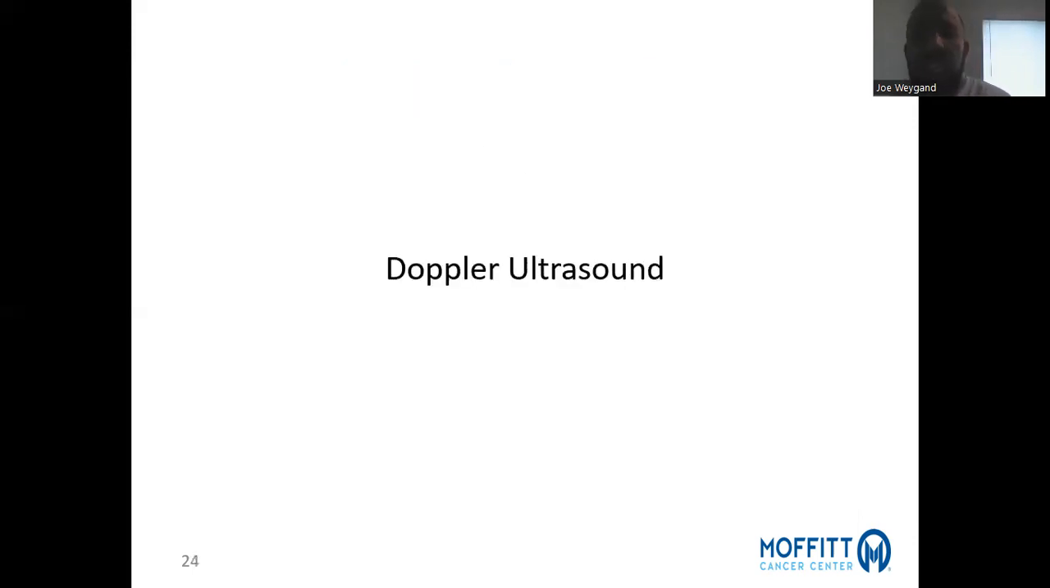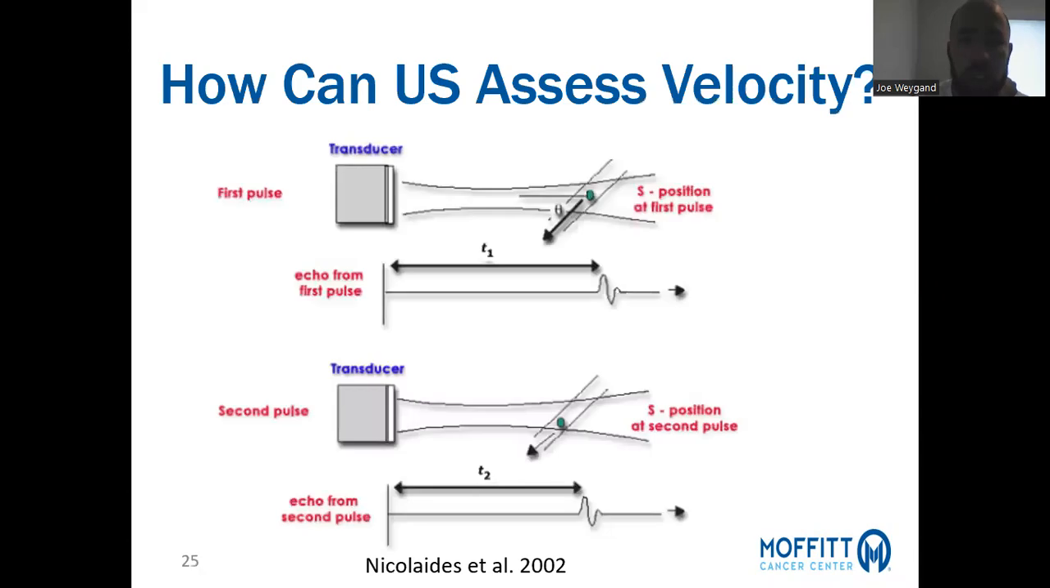So now let's switch gears to talk about one major ultrasound application called Doppler ultrasound, which allows us to assess the velocity of moving structures in the body, typically the blood. So how fast the blood is moving through the vessel.